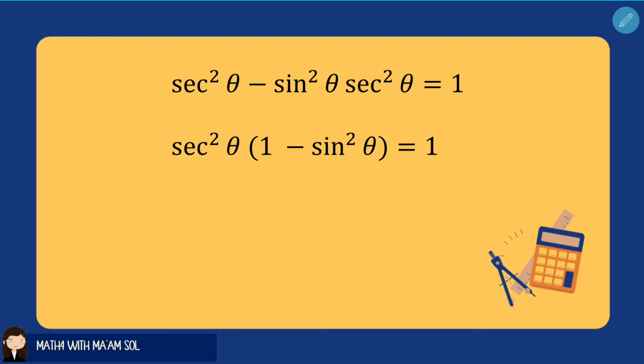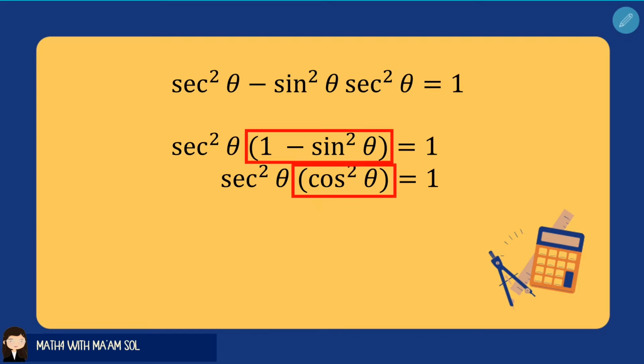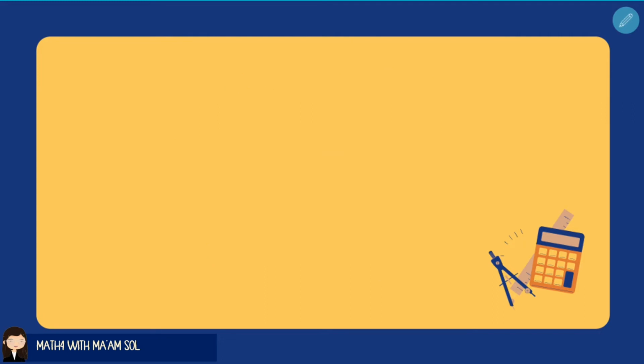From our Pythagorean identities, we know that sine squared theta plus cosine squared theta is equal to 1. Thus, we know that cosine squared theta is equal to 1 minus sine squared theta. So we can replace 1 minus sine squared theta by cosine squared theta. Moreover, we learned that secant squared theta is equal to 1 over cosine squared theta. Finally, we can cancel out cosine squared theta, so we get 1 is equal to 1. And there we go, we've proven the identity. Let us try some more tips.